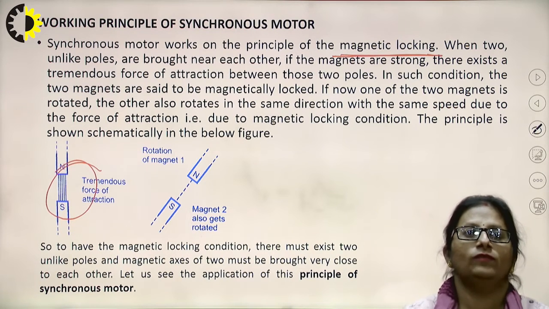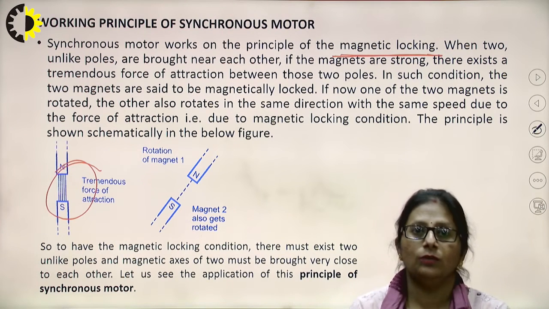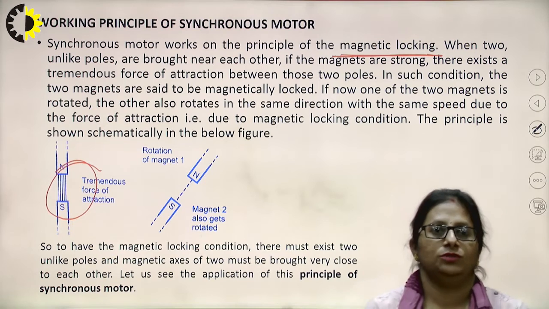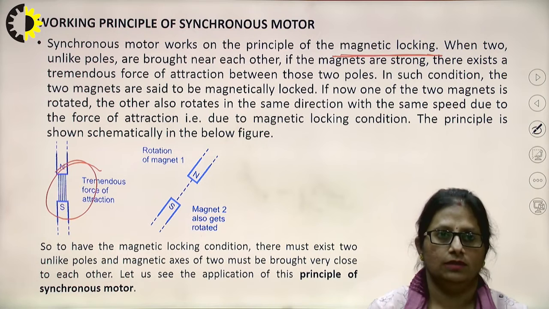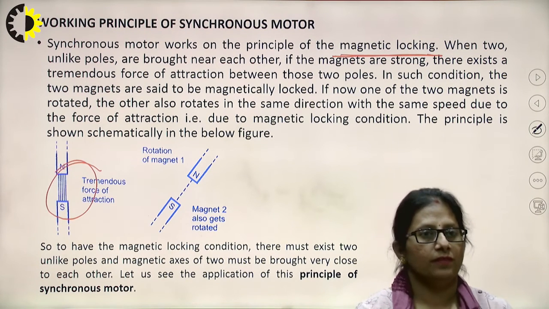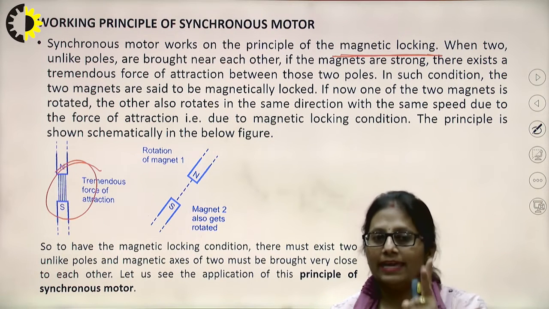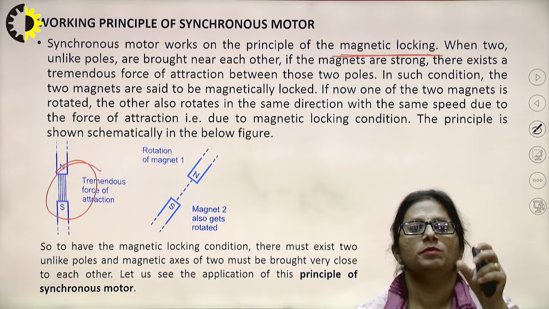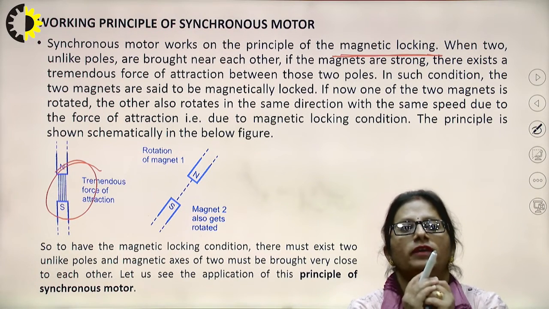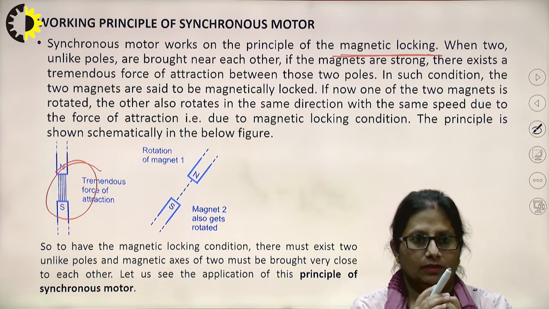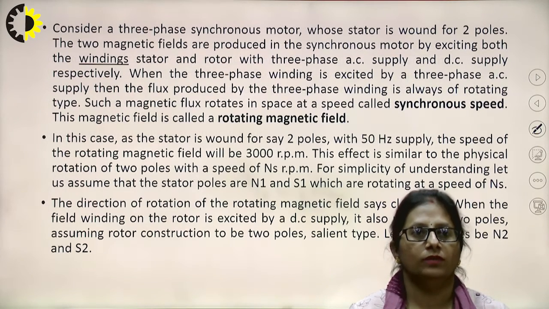Now, if one of the magnets is rotated, then obviously the other also rotates in the same direction with the same speed due to the force of attraction. This is called the magnetic locking condition, which is shown in the figure. To have the magnetic locking condition, there must exist two unlike poles, and the magnetic axes of the two must be brought very close to each other so that there is a strong magnetic force of attraction between the two.